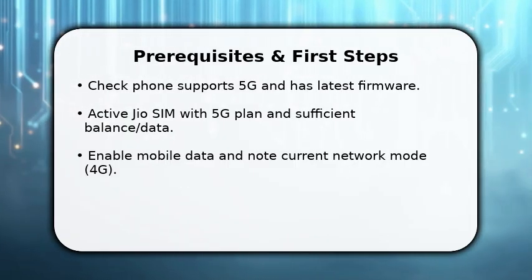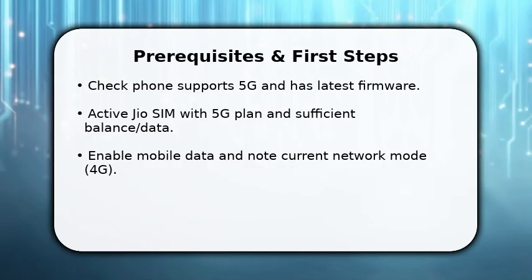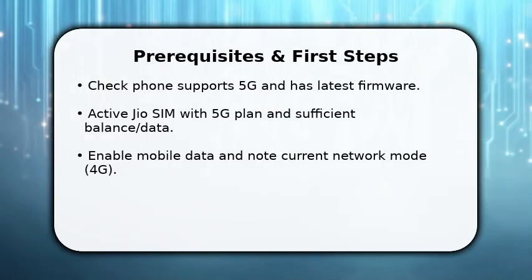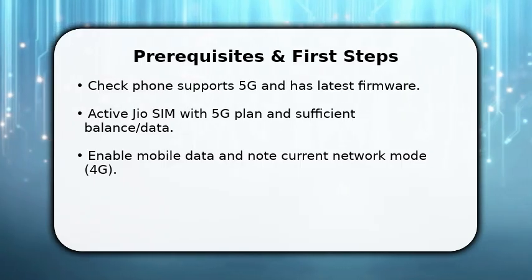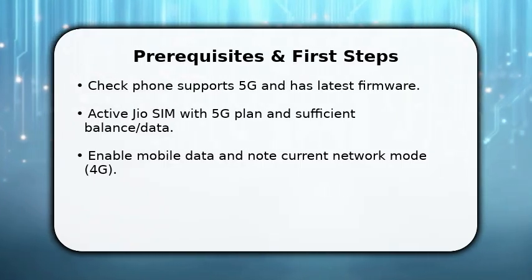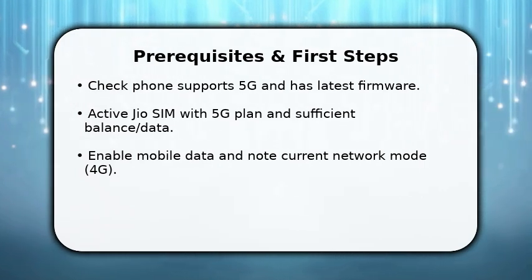Next, open settings and enable mobile data. This prepares the radio for a network switch. Make sure airplane mode is off. That sounds basic, but saves troubleshooting time. Finally, locate your network or SIM settings to begin switching network modes. You'll change that in the next step.